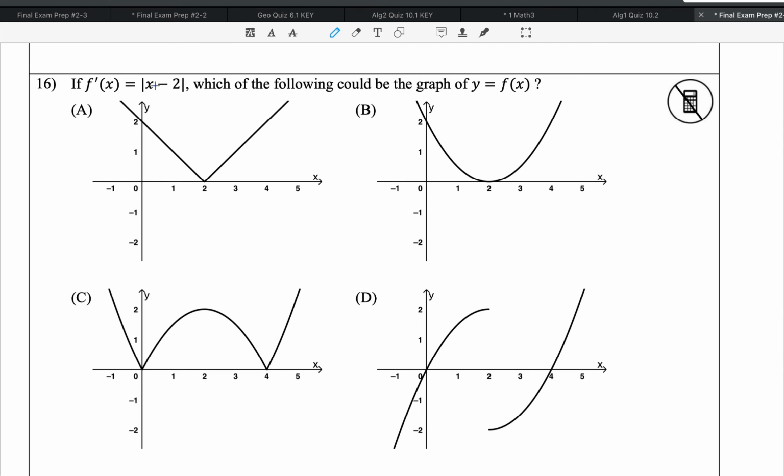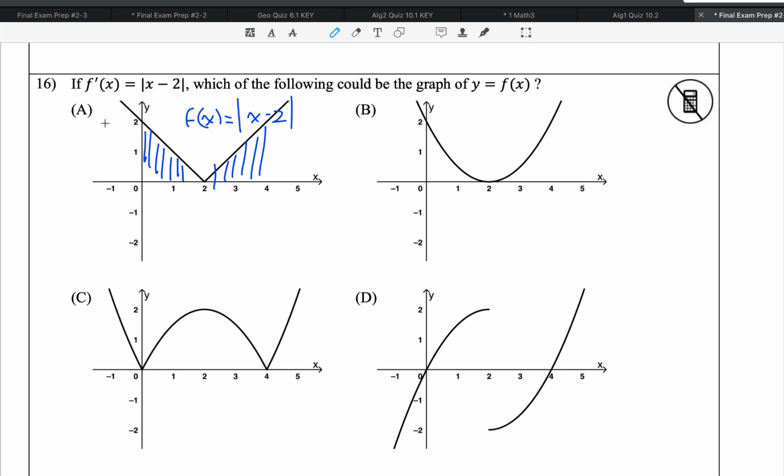F prime of x is equal to the absolute value of x minus 2. Which of the following could be a graph of f of x? So I'm going backwards, like I was taking the antiderivative of this piece. The graph of this right here is f of x equal to the absolute value of x minus 2, which is definitely not the right answer. But it does help us to understand: if this is the derivative, and I want to take the integral to go backwards, I'm really thinking about the area underneath that line as the amount that I should be increasing or decreasing.